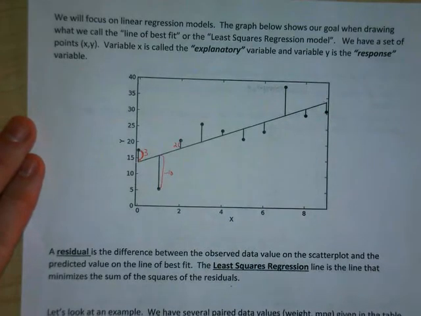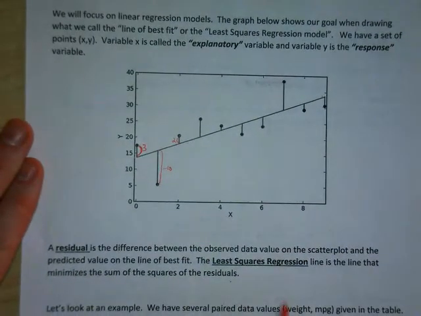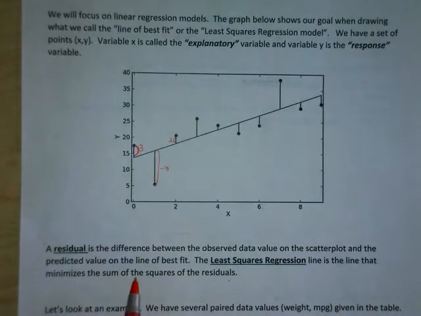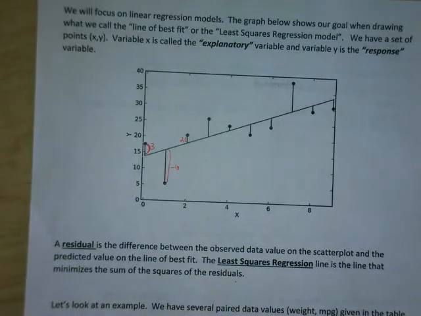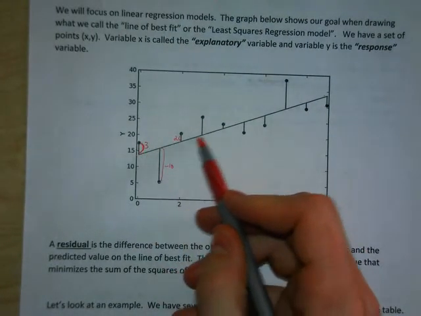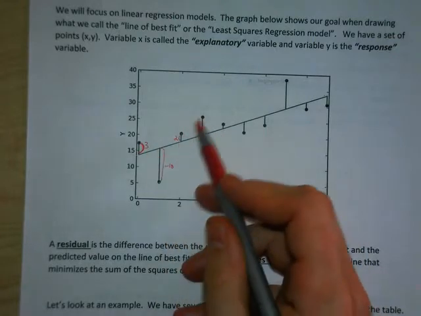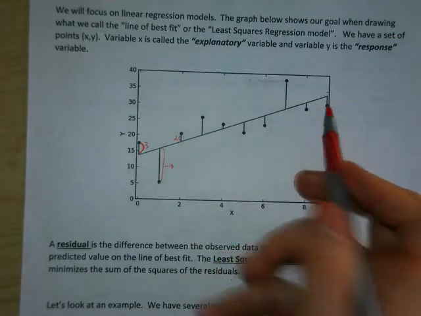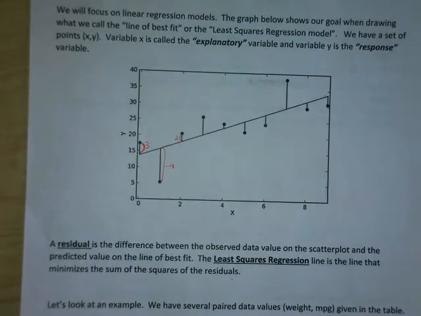What the line of best fit is, or the least squares regression line, is the line that minimizes the sum of the squares of the residuals. So the idea is we want the distance between our line of best fit and the data points to be as small as possible.